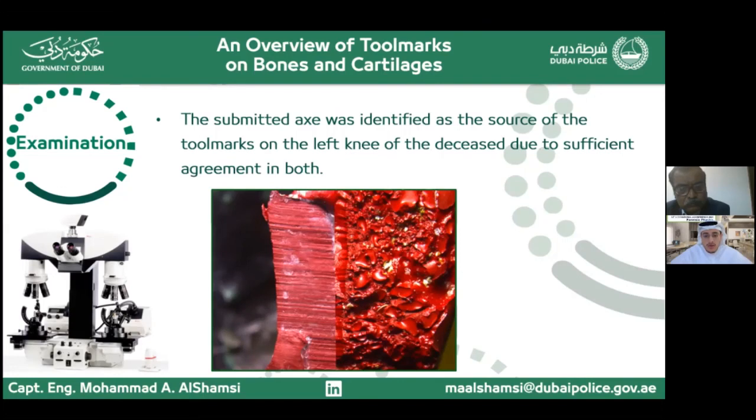It was identified to be the source of the tool marks on the left knee of the deceased due to the sufficient agreement in both. When we have this kind of power, when we give our forensics directors, or even the police force that we're assisting in an investigation, the possibility to identify that this tool was used in this injury, particularly on this murder or suicide body, it gives you that link where some of us might not have reached an end where you would say, yes, this tool was possible because of the class characteristics, but now you're actually identifying it. So this is something strong in terms of court management.